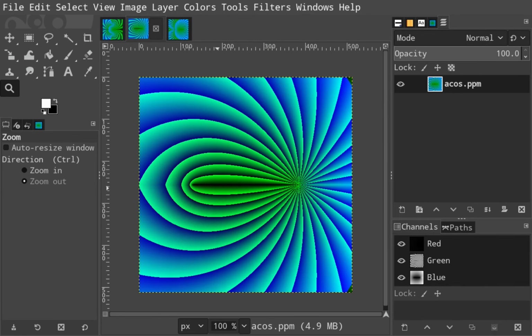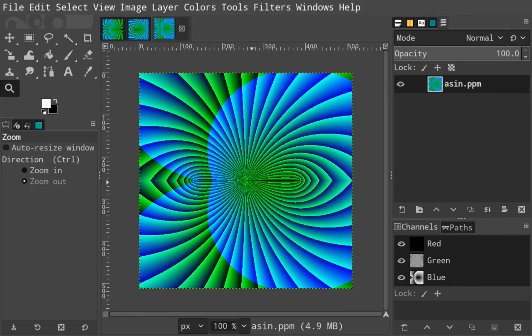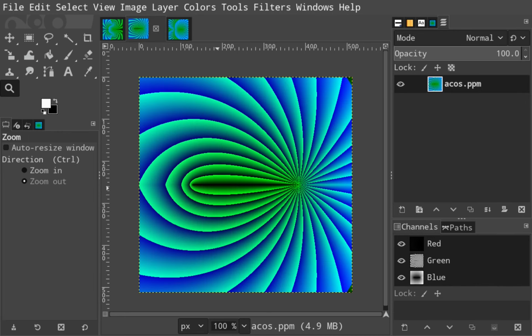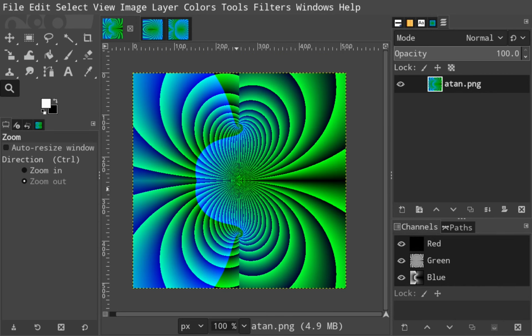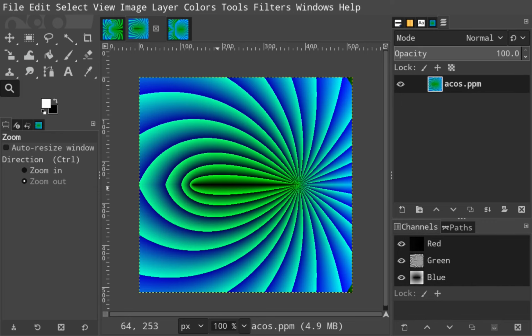However, in arccosine or arcsine, you don't actually see any discontinuity. As you can see, all the green lines here and here are continuous as opposed to the green lines below or above these poles. So you can see that these two functions are continuous unlike the other one and have 0 here.